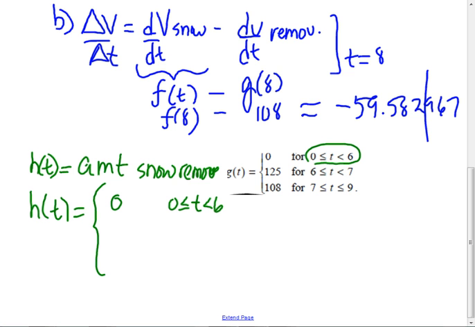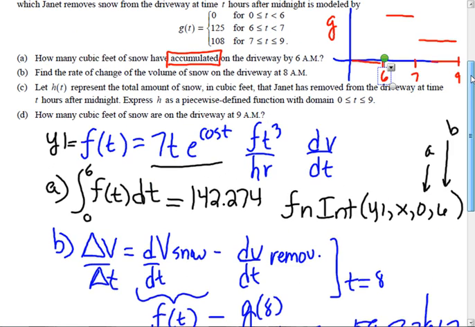Now the next part is what's tough. I want to know the amount of snow that she removes in this interval. And it isn't 125. It's 125 at the end of the hour. This is 125 cubic whatever per hour. So what about 6:30? She hasn't removed 125 cubic feet. She's removed half of that, right? So if I look here at my graph, this might help.